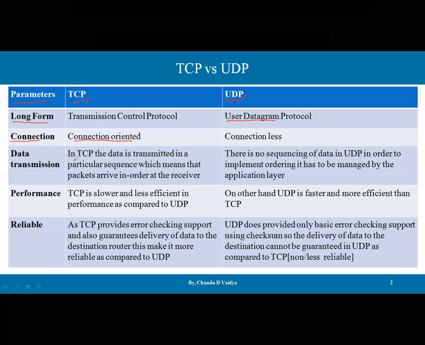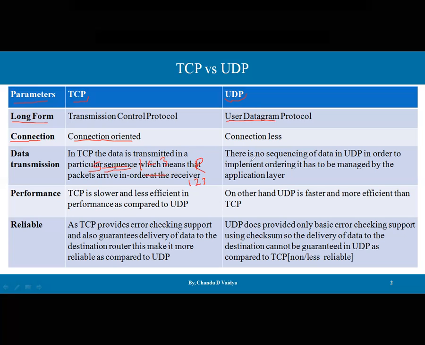Then data transmission. In TCP, the data is transmitted in a particular sequence, which means that the packets arrive in order at the receiver. Let's say the sender is sending packets 1, 2, and 3. In this fashion only, the receiver needs to receive them, that is 1, 2, and 3. There is no freedom for the packets or segments to wander over the network with a different path. So sequence is a must. Here the dependency is more, the sequencing dependency.